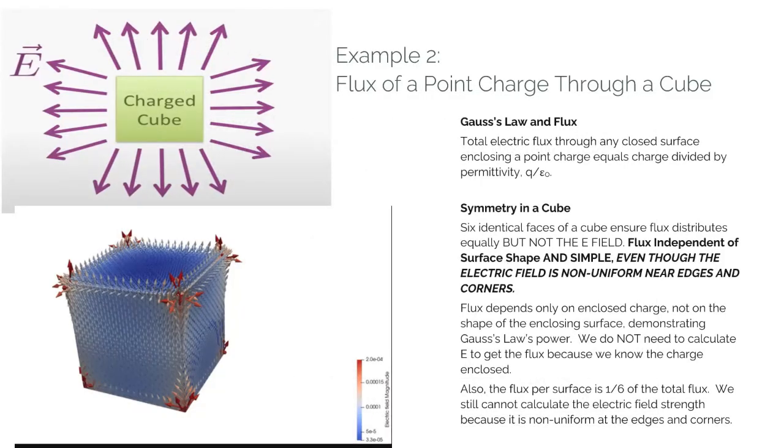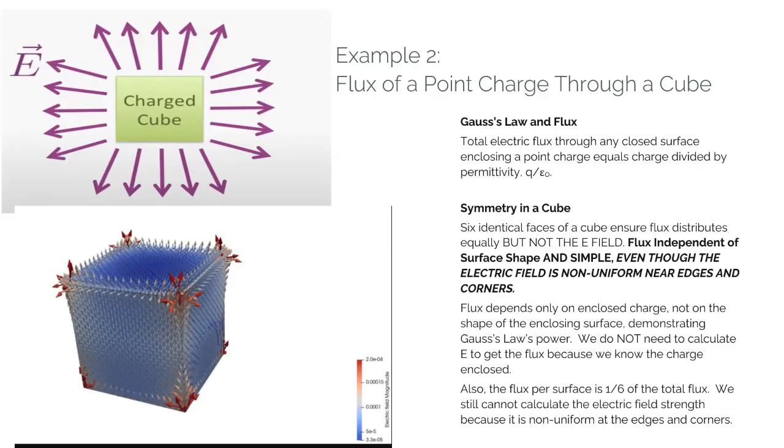So Gauss's law tells us that the total flux is going to be related to the enclosed charge divided by epsilon naught. Now here's where we will use symmetry. The 6 identical faces of the cube will ensure that the flux distributes itself equally. That didn't say the E field did, but the flux does. The flux is independent of surface shape, and it's simple, even though the electric field is not.